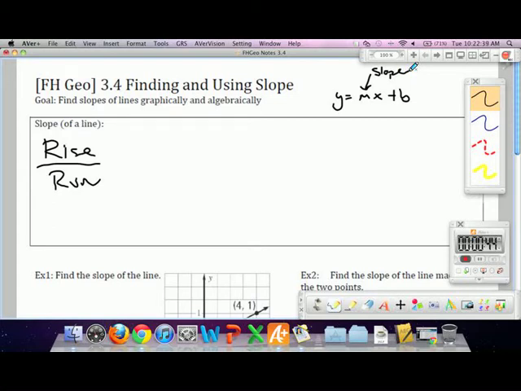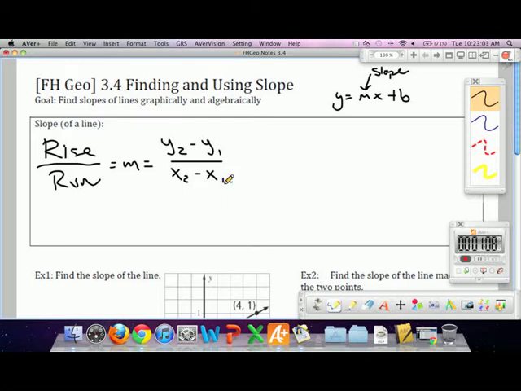The slope formula is m equals y2 minus y1 over x2 minus x1. Here's an algebraic formula to calculate the slope if you know two points. Subtract the y's, subtract the x's, and divide.